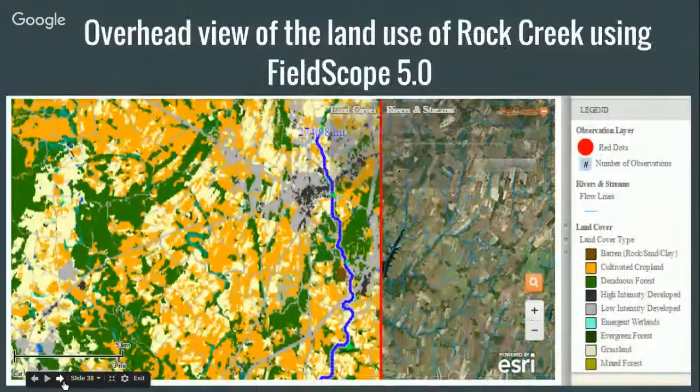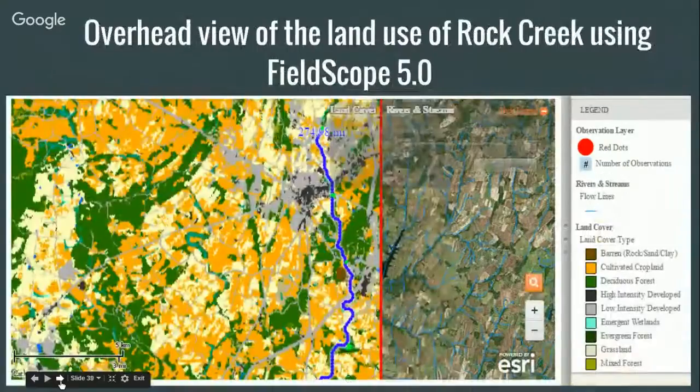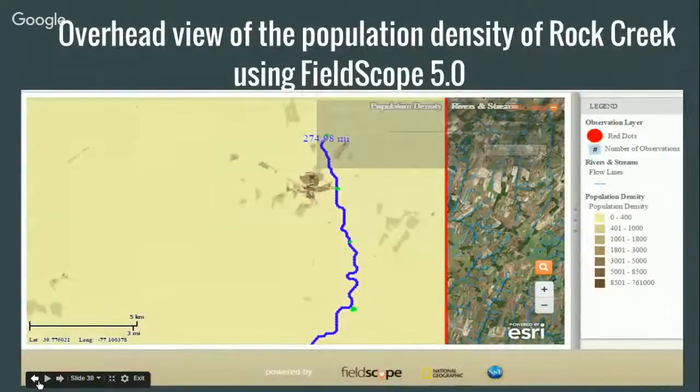The land around Site 3 is deciduous forest, low-intensity developed, and grassland. The population density around Site 3 is 0 to 400. The land around Site 4 is deciduous forest and low-intensity developed. The population density around Site 4 is 0 to 400.